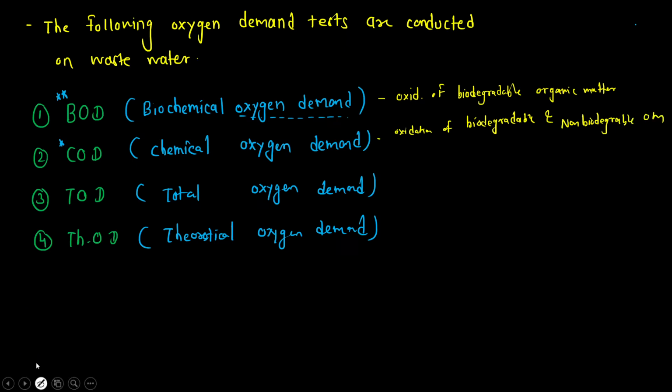Okay, so you can see that in the first case we are calculating the amount of oxygen required for the oxidation of only biodegradable organic matter. In the second case we are finding out the amount of oxygen required for the oxidation of both biodegradable and non-biodegradable. So if we compare BOD and COD, which one of these two is greater? Then COD is greater than BOD. Okay, COD is greater than BOD. So this relation we have got from the definition itself.